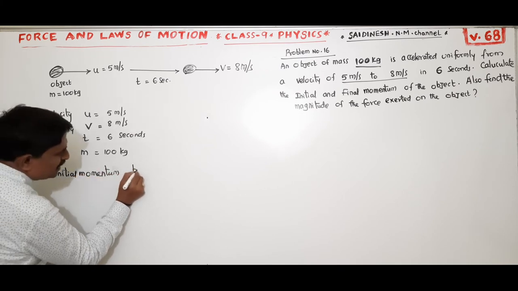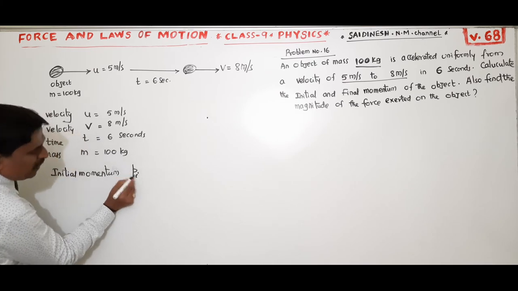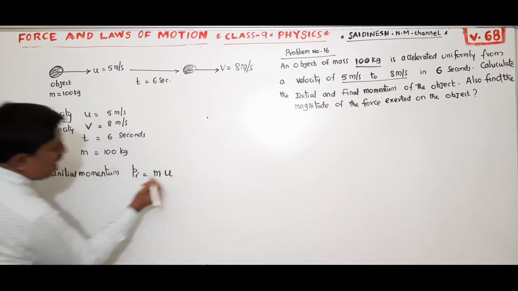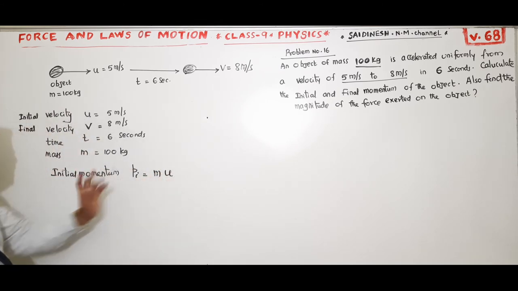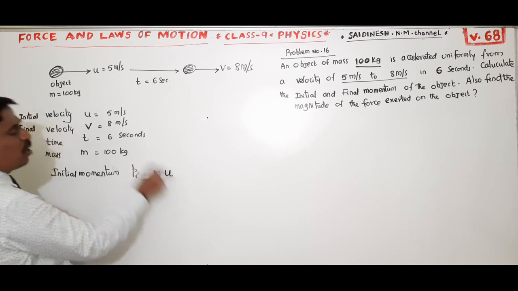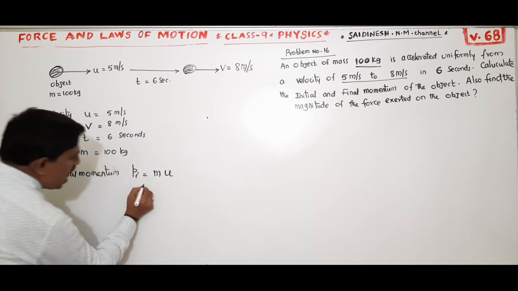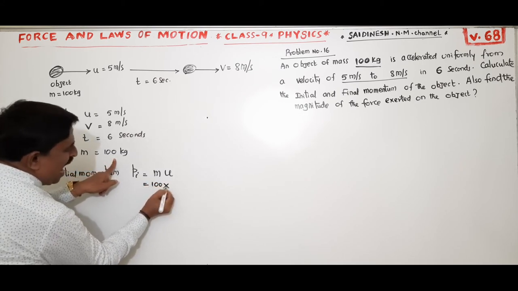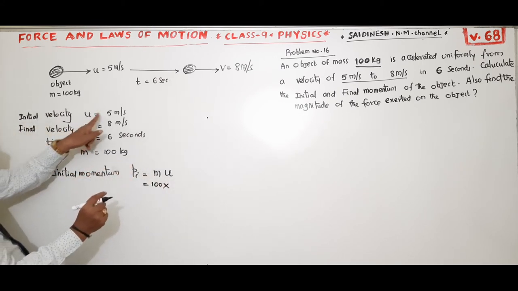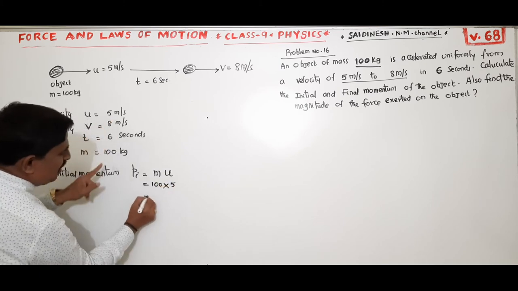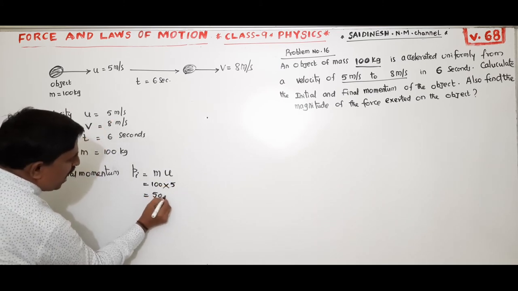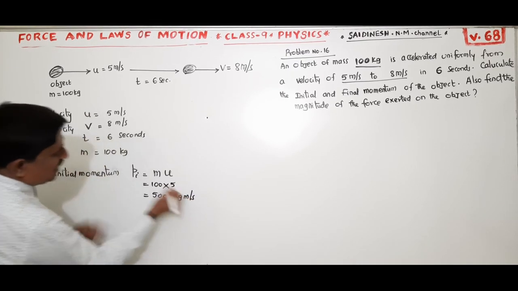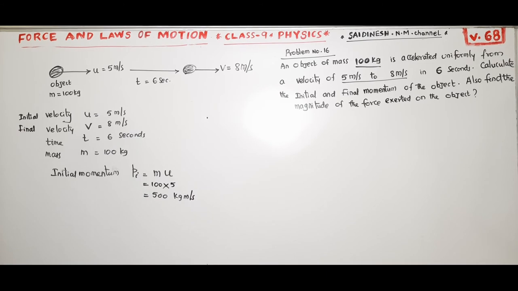Initial momentum. Momentum means P. Initial momentum means P suffix I. Momentum means mass into velocity. Initial momentum means mass into initial velocity. Mass 100 kg, initial velocity 5 meter per second. 100 into 5, 500. Momentum unit is kg meter per second. It is the initial momentum.